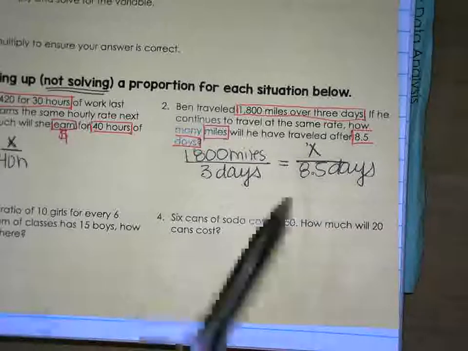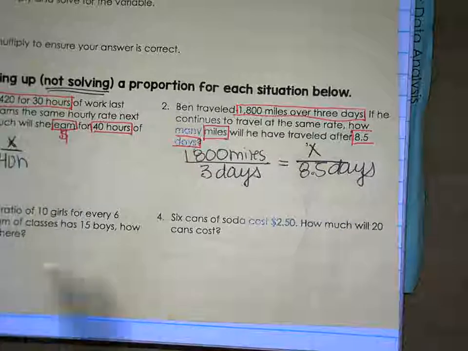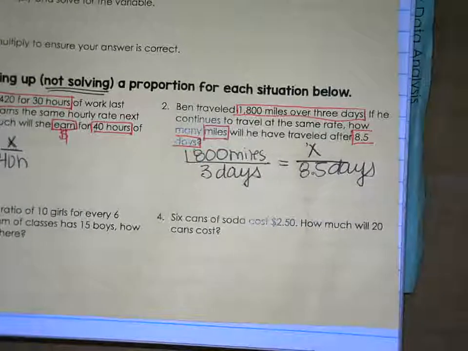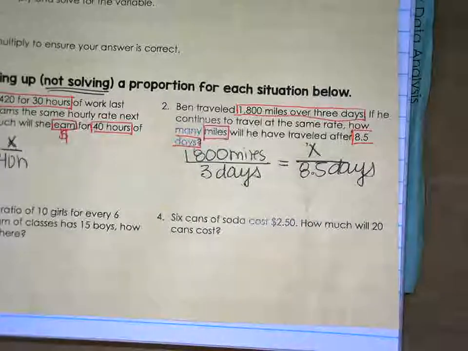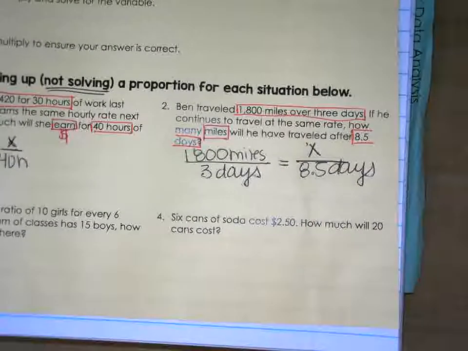So like I said, I don't want you to worry about solving, but I do want you to set up 3 and 4. That way we can do practice with solving them in class together as a group. You do not have to do that part for homework. You just need to write out 3 and 4.